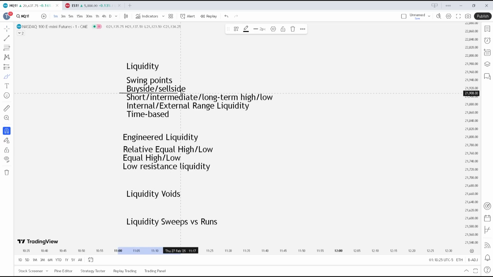Alright, so now let's go on to buy side and sell side. Buy side and sell side is very easy. A swing high would be a buy side, a swing low would be a sell side.